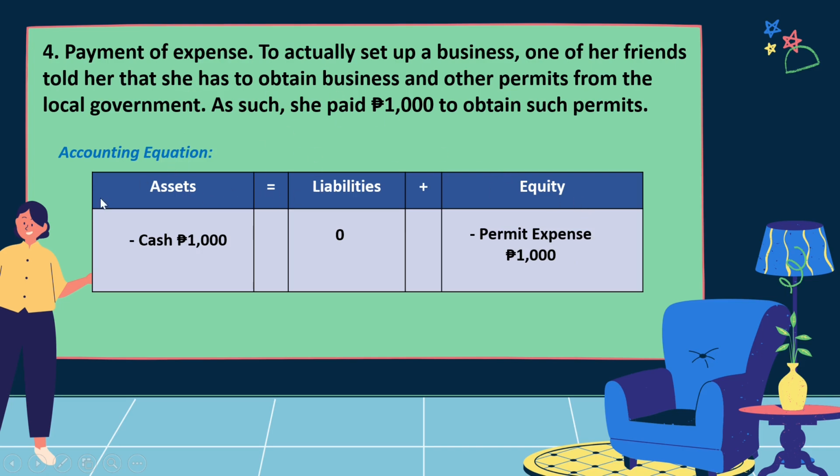Okay, so based from this transaction, balance pa rin ang accounting equation. We have assets, negative 1,000 pesos. Liabilities niya, 0 plus negative expense, 1,000 pesos. So, negative 1,000 pa rin. Okay, so assets, negative 1,000. Liabilities and equity, negative 1,000 pesos.